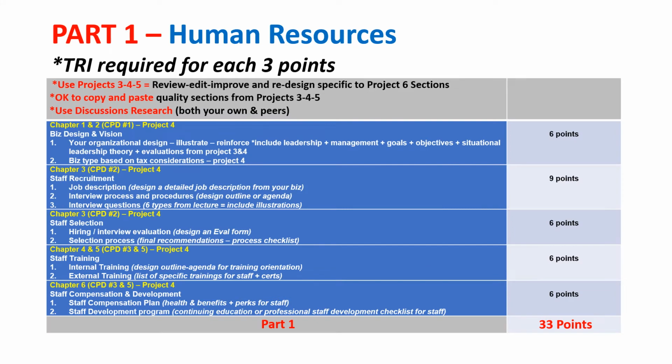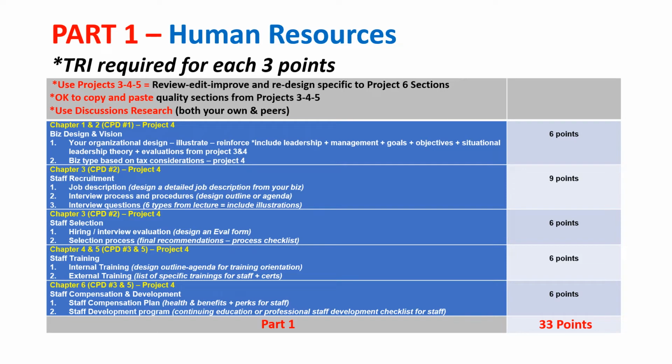All right. Part 1 is your human resources section. Again, with all of these, you're going to need TRI for every 3 points. So you can see here they're multiples of 3. You're going to need TRI for every 3. You're going to use your previous projects 3, 4, and 5. This one is specific to project 4. So it's okay to copy and paste from those previous projects, but make sure it fits and make sure you made the improvements looking at the feedback if there were points taken off.